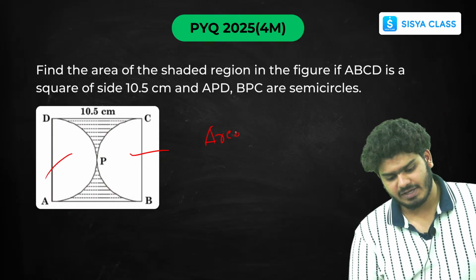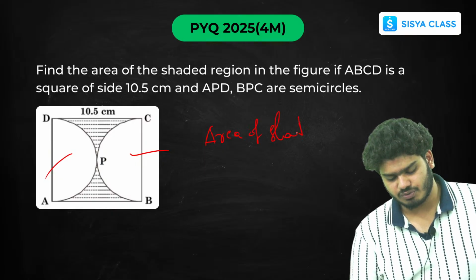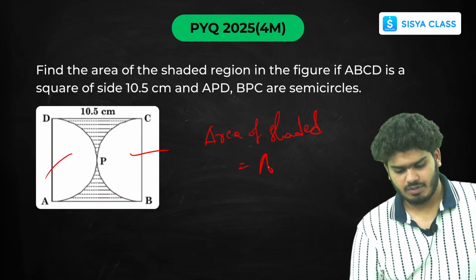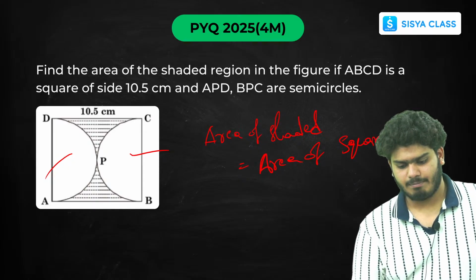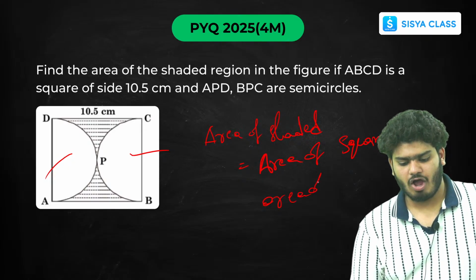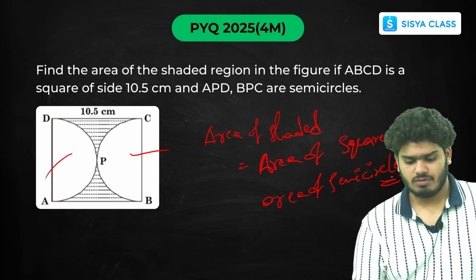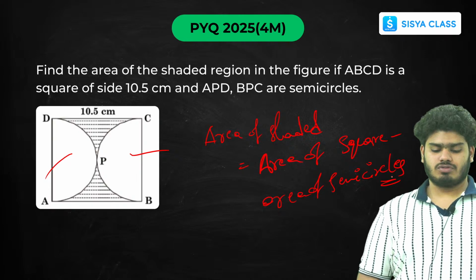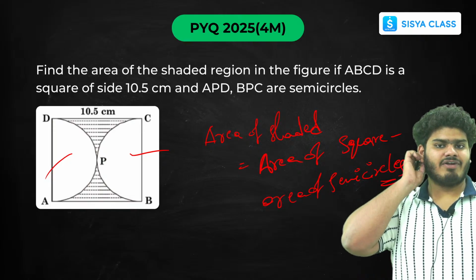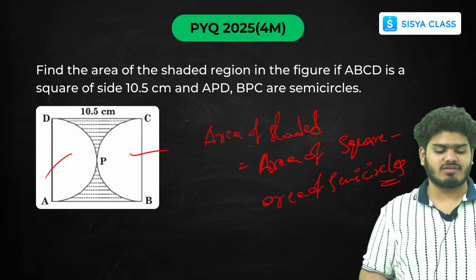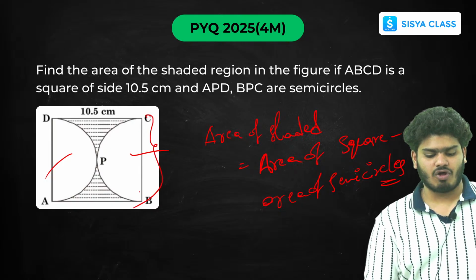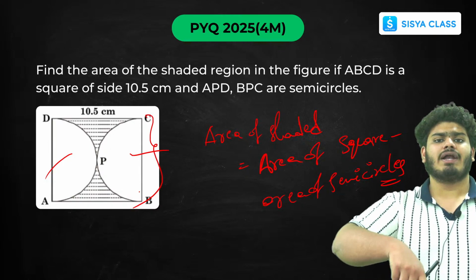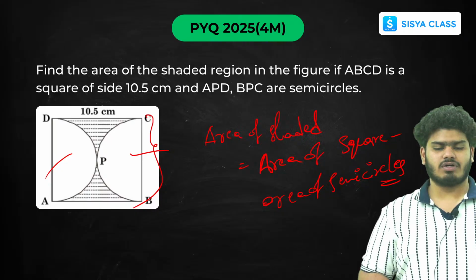So we will be writing here: area of shaded region is equal to area of square minus area of semicircles, right? So now you can do, what is the radius of the semicircle? They haven't mentioned the radius or the diameter of a semicircle, but you can clearly see the side length of a square is equal to the diameter of a semicircle, right?